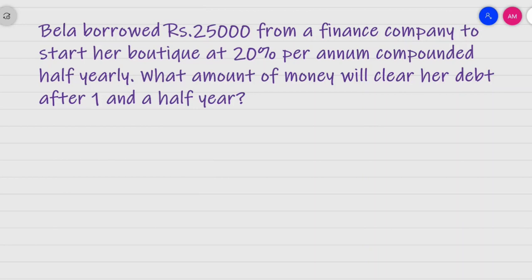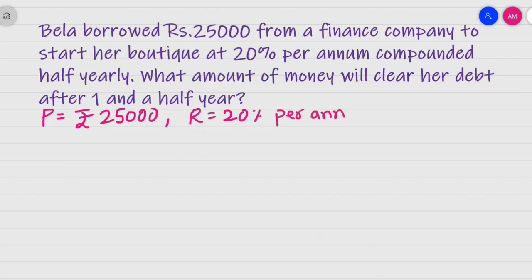Children, see here, it's very simple. Everything is given very clearly. See, the principal amount given here is rupees 25,000. Okay. Rate is 20% per annum. That means 10% half yearly. Isn't it?